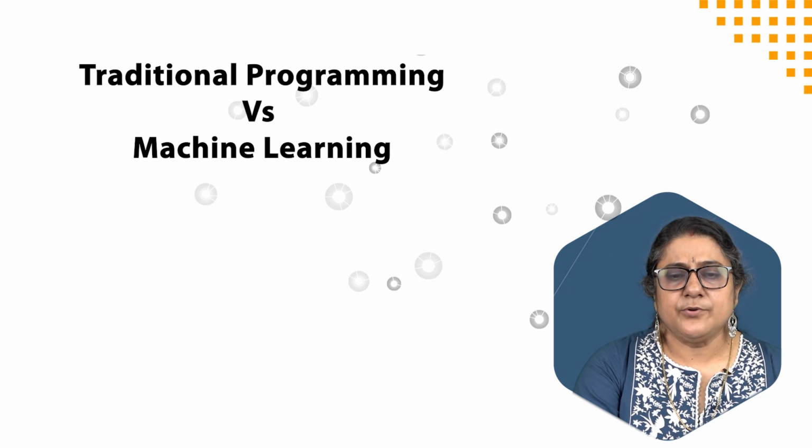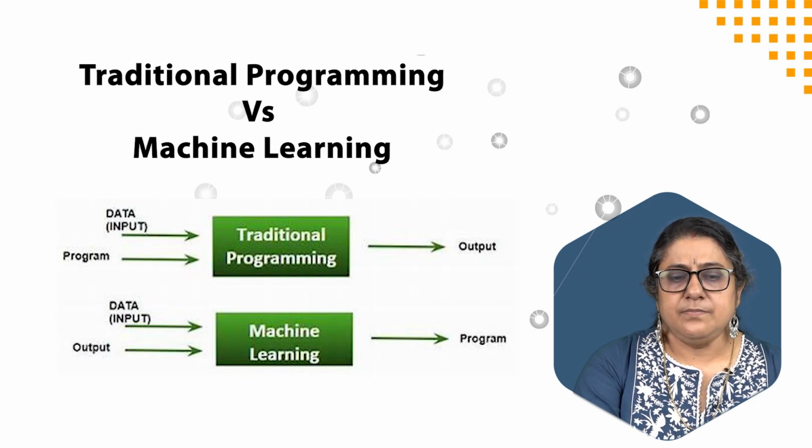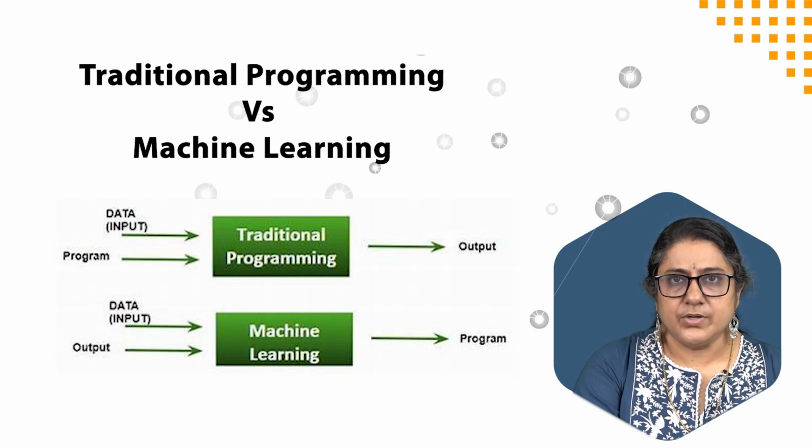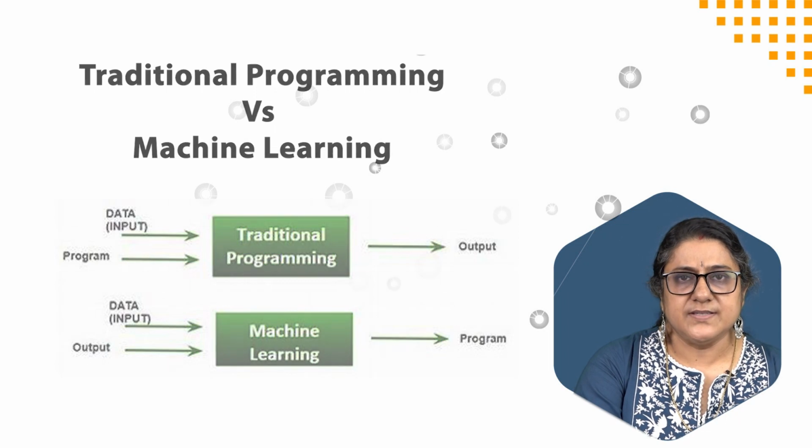This is traditional programming versus machine learning. In traditional programming, we have a program already written which takes the input data, and the output result is produced. In machine learning, we give the input and the output, and it tries to learn the pattern. It tries to understand how the features work and how the output depends on these features, and tries to create a model, which is a program.